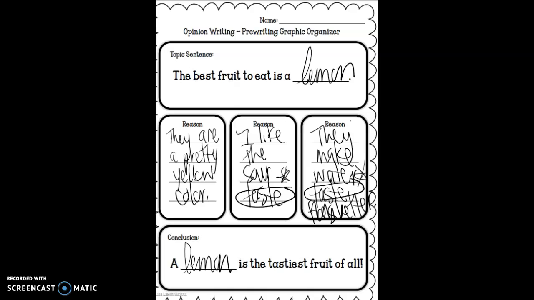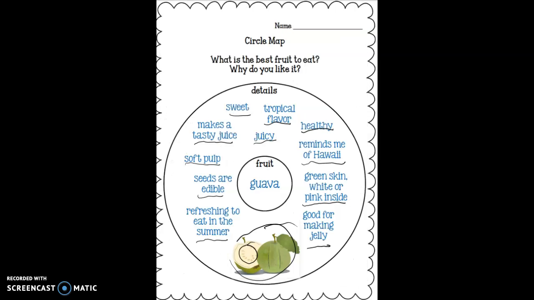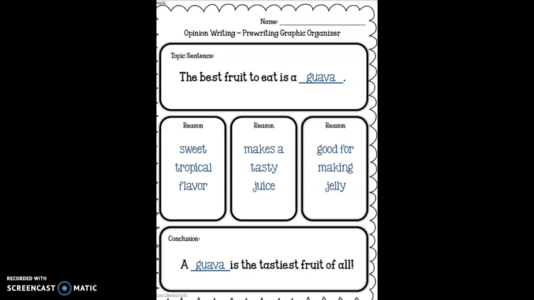Okay, so once again, you'll remember that when our example was guava, they gave a bunch of reasons why guava is the best. So this is what they said. The best fruit to eat is a guava. Reason 1, sweet tropical flavor. Reason 2, makes a tasty juice. Reason 3, good for making jelly. And then their closing, a guava is the tastiest fruit of all.